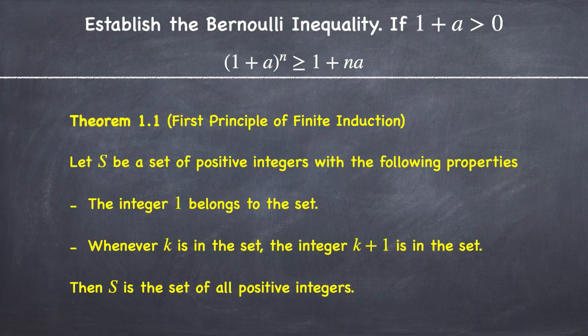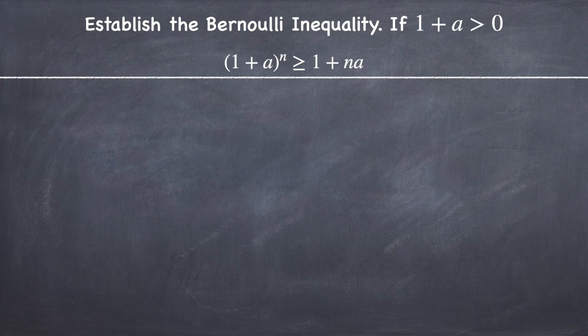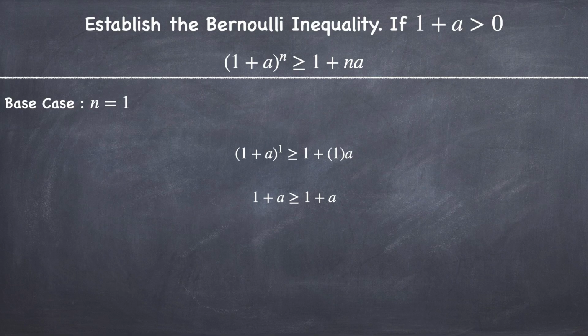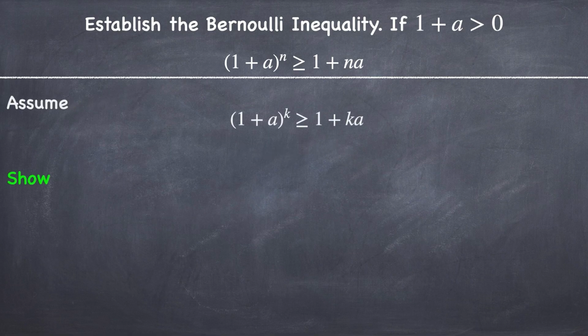First step with induction is the base case. So we're going to plug in n equals 1. That's the smallest value of n we're interested in. And in this case, we just get 1 + a is greater than or equal to 1 + a. And so the base case, as we've seen many times, can be pretty direct. Here, the base case is complete, so we can move on to the inductive step.